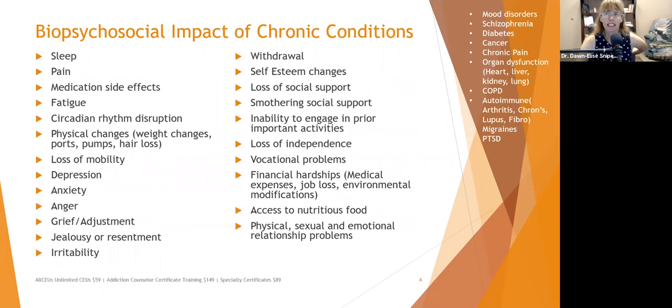So let's talk about some of the biopsychosocial impacts of chronic conditions, and there's a lot of them. Think about mood disorders. It affects your sleep. When people have mood disorders, they typically either sleep too much or don't sleep enough. It's one of those DSM criteria. People with mood disorders, especially depression and anxiety, tend to experience more pain. Their pain threshold is lower.